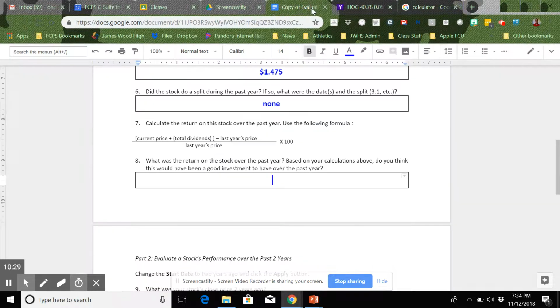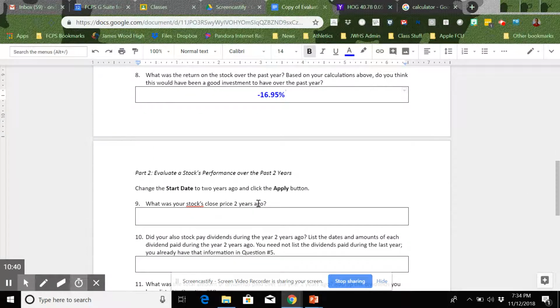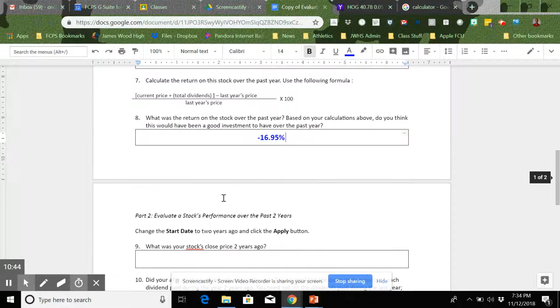16.95%. So it's a negative 16.95%. Not a very good stock right now. It's lost basically a sixth of its value in the last year. But let's compare it and see how it's done over the last 2 years. Because it might not have done so well this year, but maybe it was doing better 2 years ago, and we could have made up for it by how we would have done over that 2 year to 1 year.